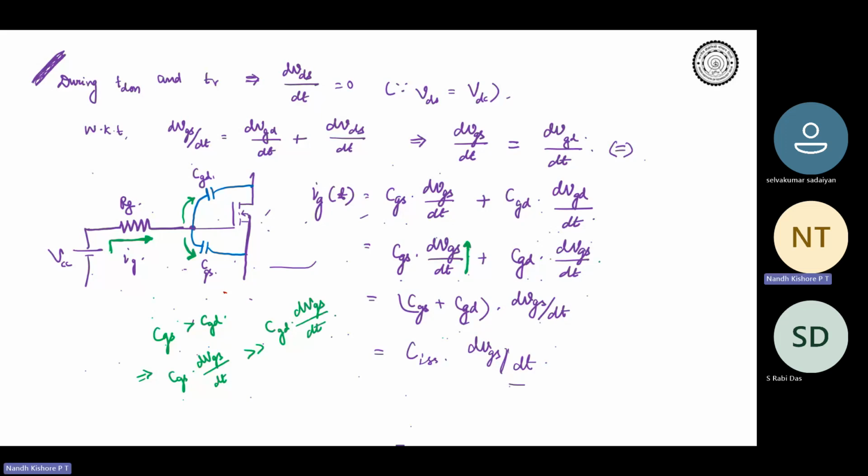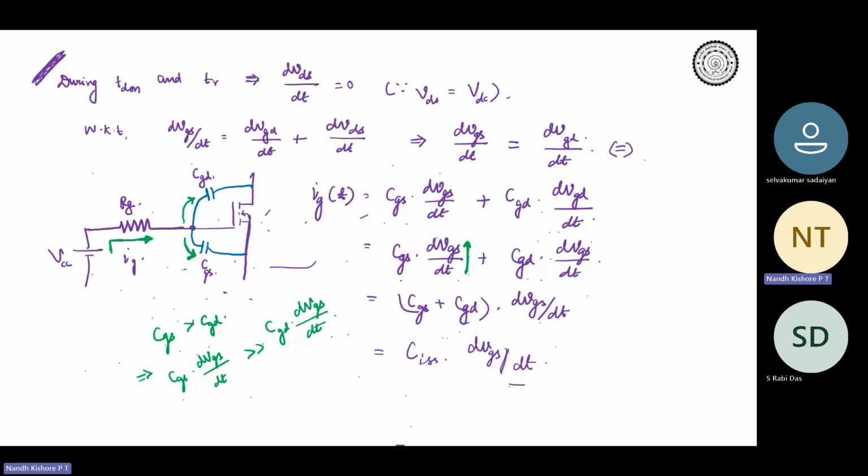Do you agree with this? Till during the current rise time, most of the gate current will be flowing through CGS. A small current will be flowing through CGD, but most of the current will be through CGS.